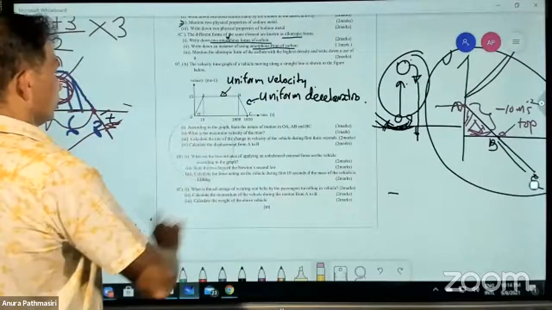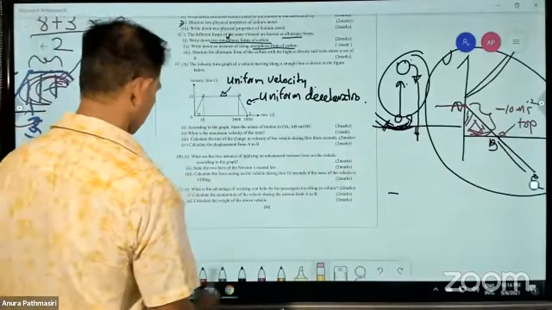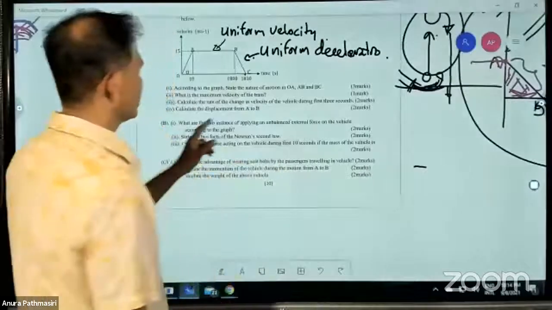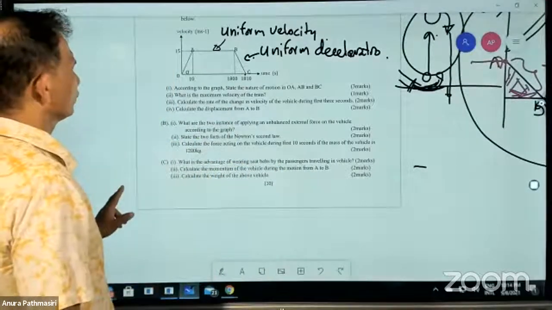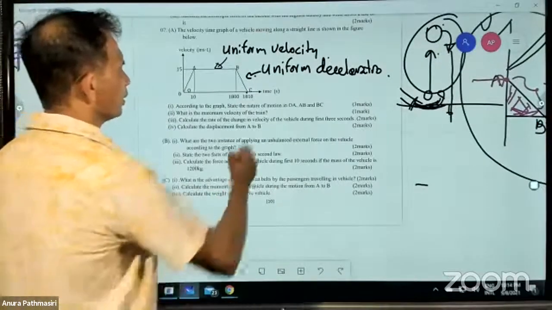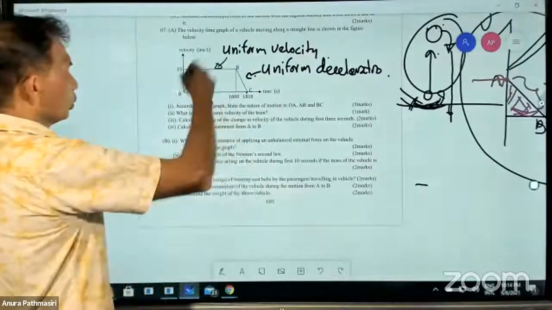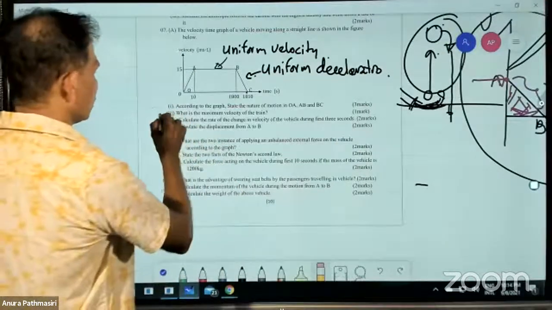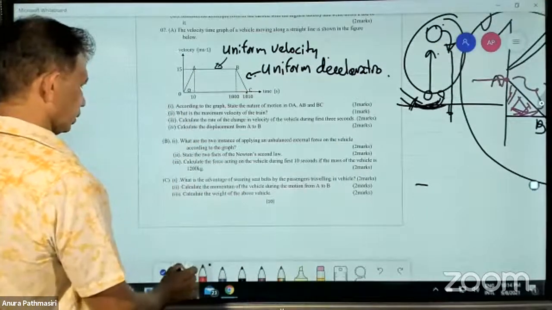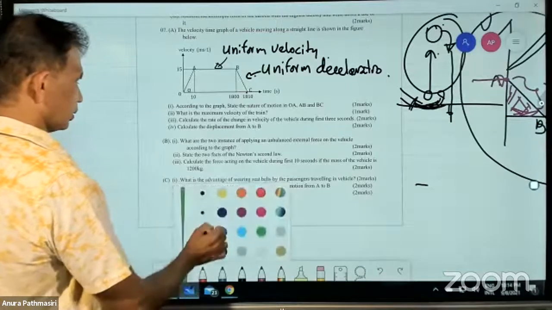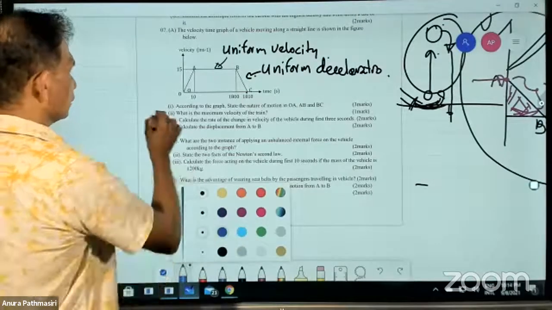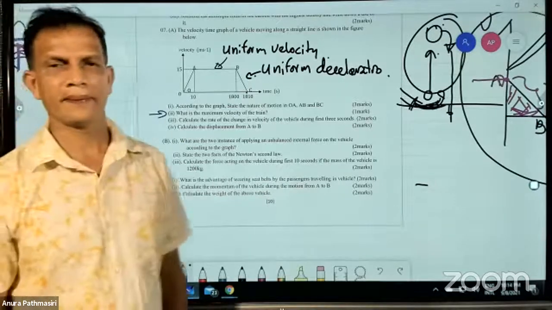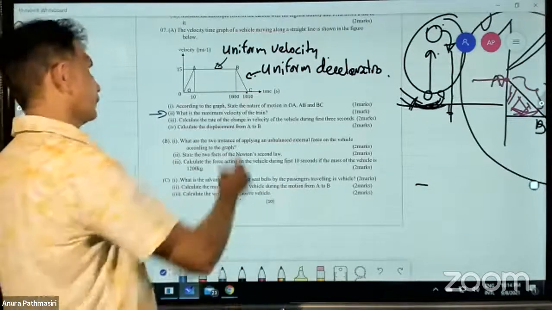Right. Then let's move to the other part. Where were we? Calculate the displacement now. Calculate the rate of change. What is the maximum velocity? OA, uniform deceleration. That's correct. And then this one. What is the maximum velocity of the train? It is easy.